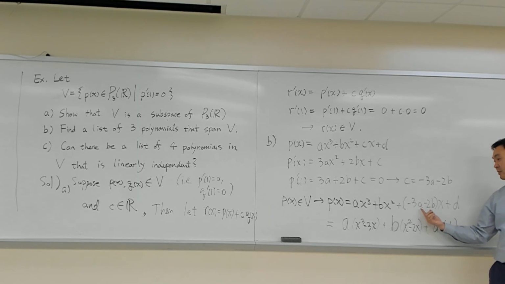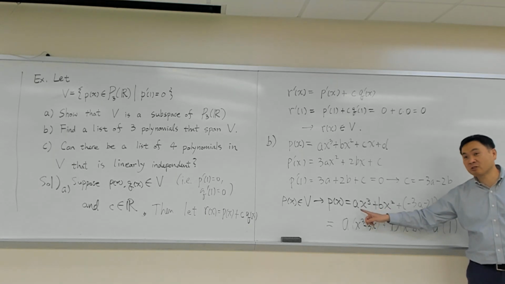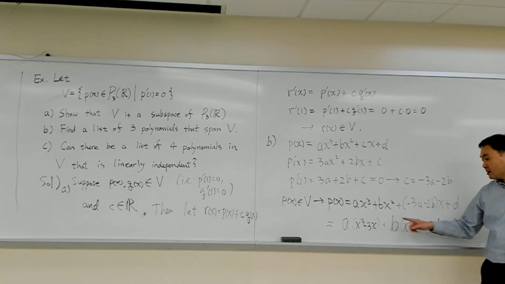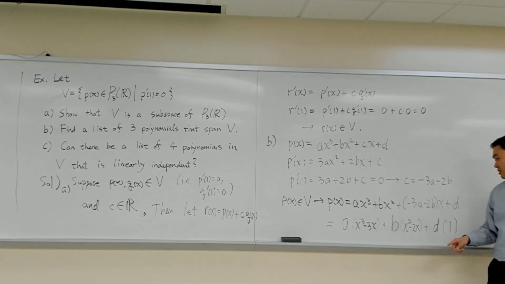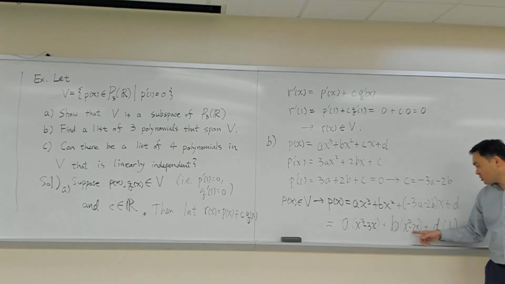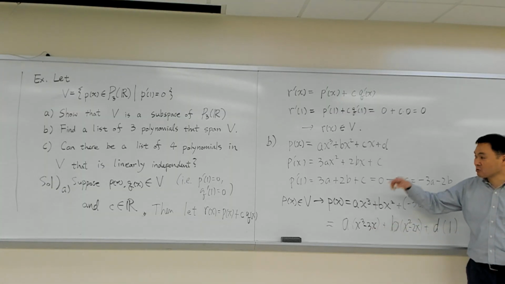And then I factored by a. I grouped the terms that had a together, factored the a out. And then I grouped these two together, I factored the b out. And I grouped this one, factored the d out. And now what do you have? Oh, these are 3 polynomials. Each one of these belongs to v.